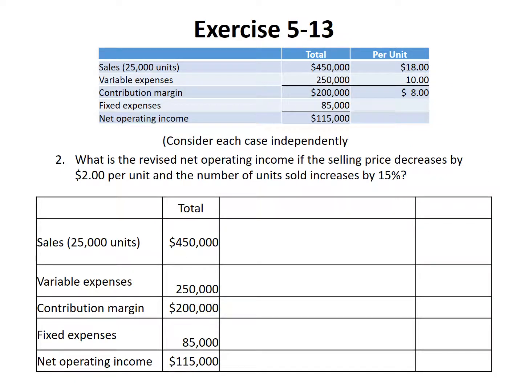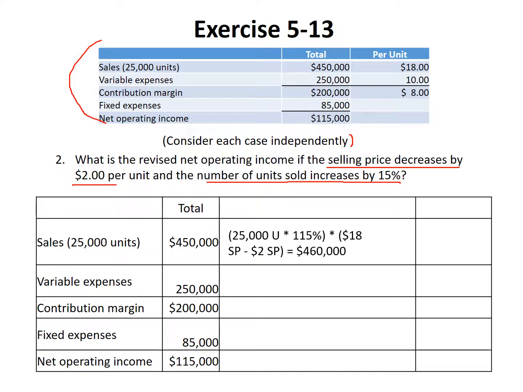Okay, let's look at requirement number 2. In this case, it's the same information as we had previously, but it says to consider each case independently. What is the revised net operating income if the selling price decreases by $2 a unit? That's one of the items, decreases by $2 a unit, and the number of units sold increased by 15%. So again, we have to look at the effect on sales. So let's take a look at that.